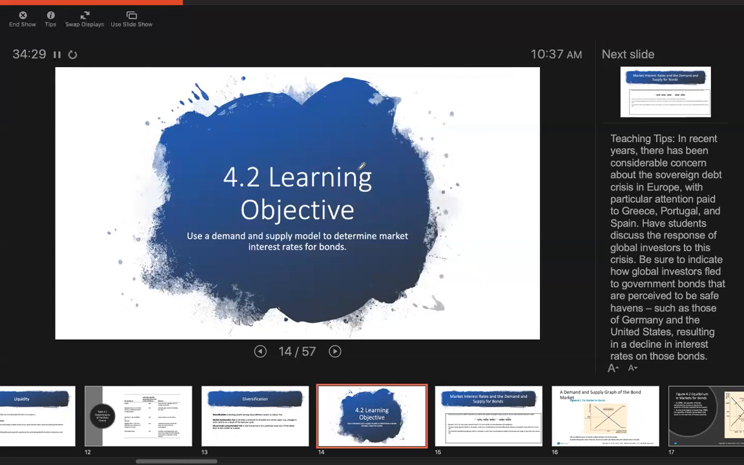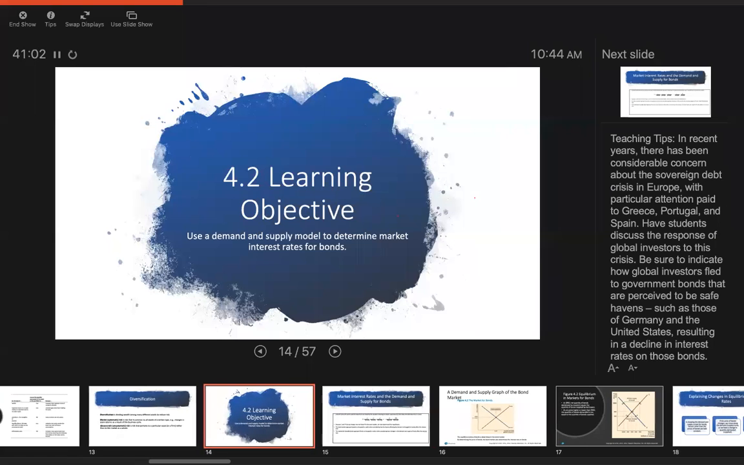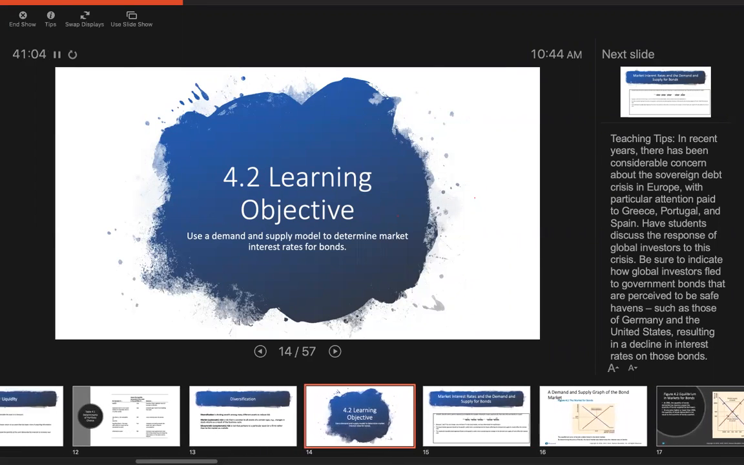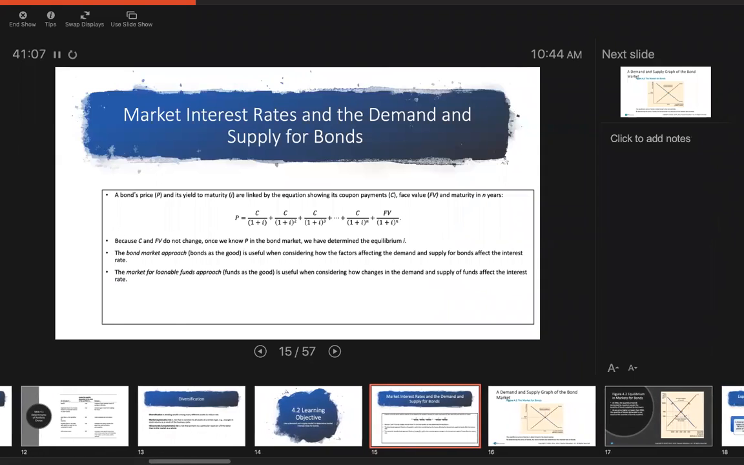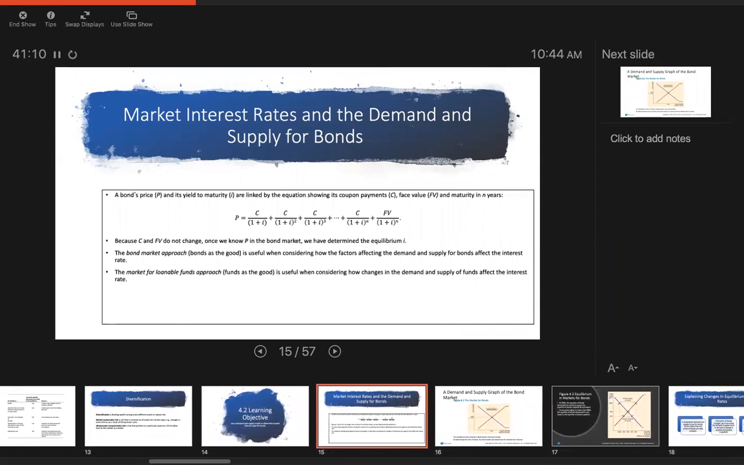Okay. All right. So the next thing that we need to turn to here is to ask, how are the interest rates on a bond determined? Okay, how are the interest rates on bonds determined? And the first model that we'll employ to understand interest rates on bonds is a fairly straightforward model of supply and demand. Okay, so let's now turn to a demand and supply model to determine market interest rates for bonds. Okay. So before we go into that, let's start with a quick recap, right?